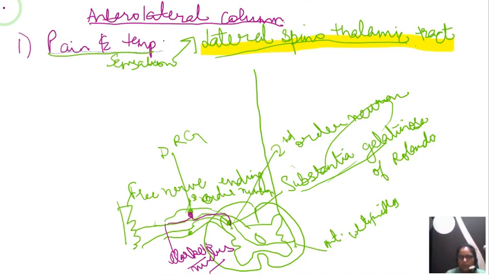Fine. So in the dorsal column lemniscal system, you have seen that the fibers are added laterally as we move upwards, but here it is opposite. Like see, wait a minute. I'll draw one section of the spinal cord.